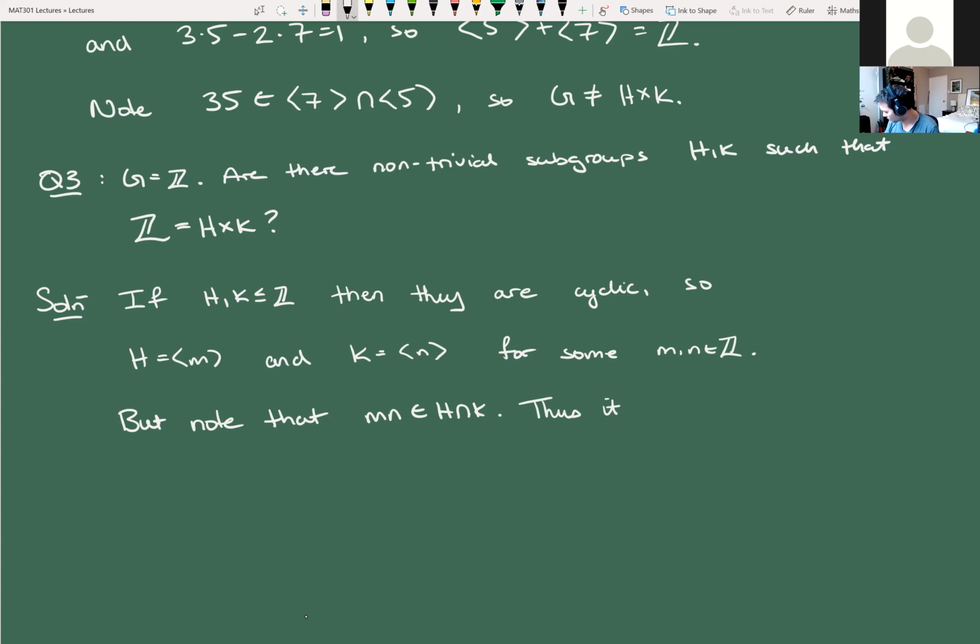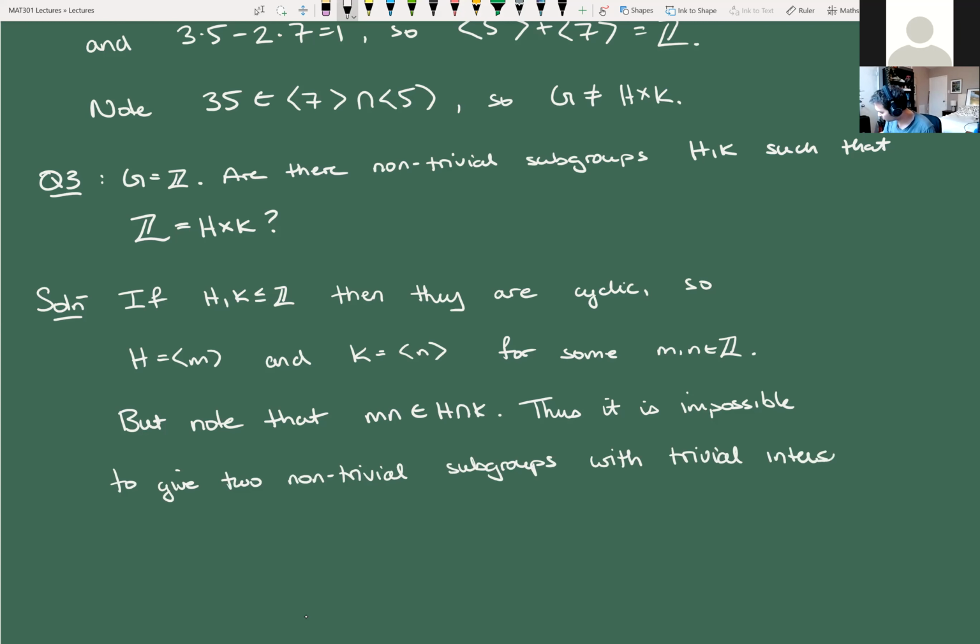Thus, it is impossible to give two non-trivial subgroups with trivial intersection. And if that's just not even possible, then it's certainly not going to be possible to write anything as an internal direct product with trivial intersection. Thus, it's impossible.